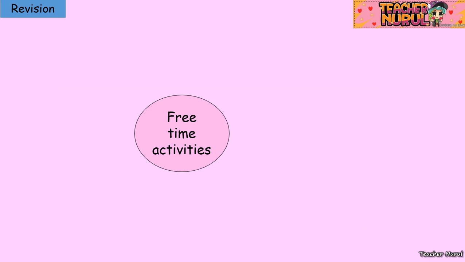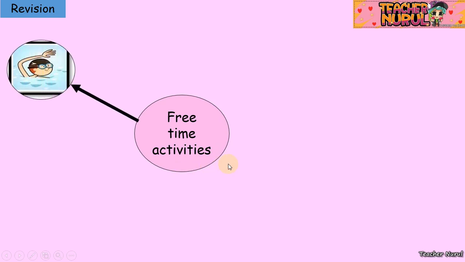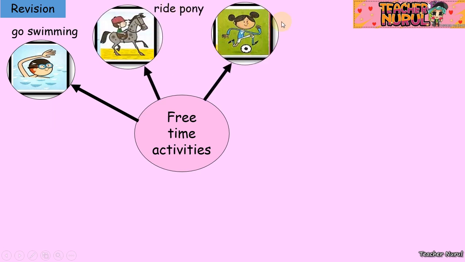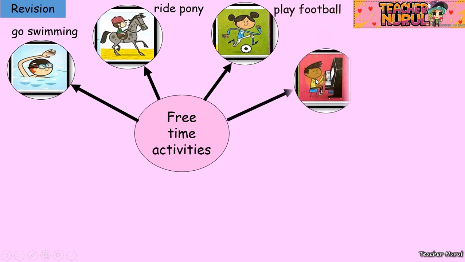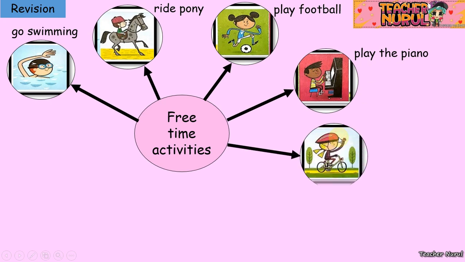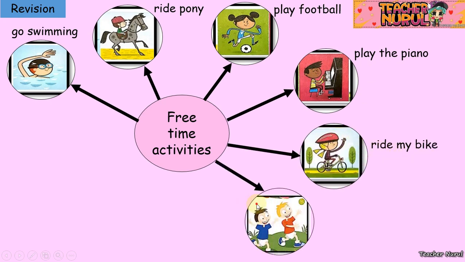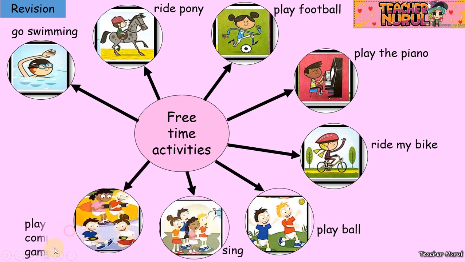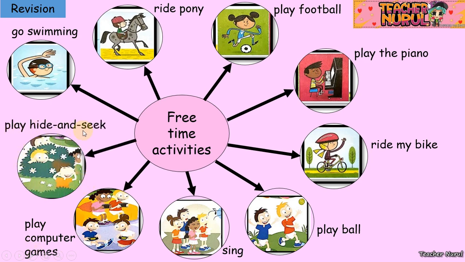Okay, as usual, before we start the lesson, let's do some revisions first. If you still remember, in our previous lessons, we've learned about free time activities. Let's go through the activities. The first one we have go swimming, and then we have ride pony. Next we have play football, play the piano, ride my bike, play ball, sing, play computer games, and the last one we have play hide and seek.